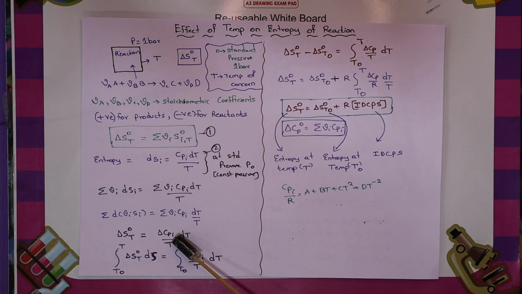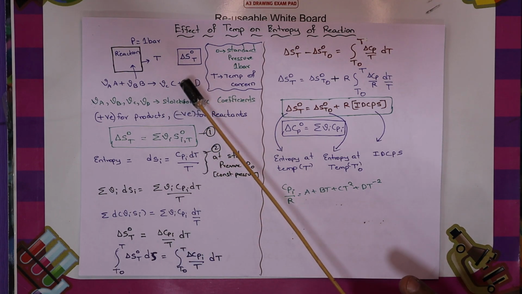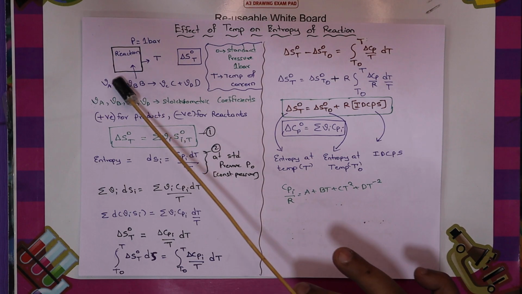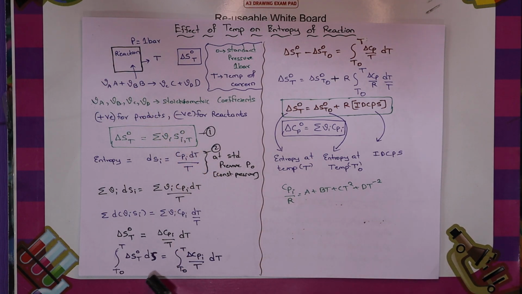Okay, delta Cp denotes the difference between the heat capacity of the products minus the heat capacity of the reactants. If you do that, you are going to get information. Then if you integrate this particular reaction with respect to T, simple, you do the integration.